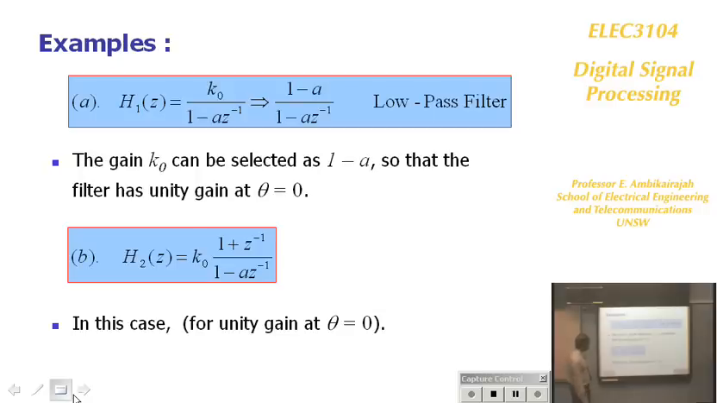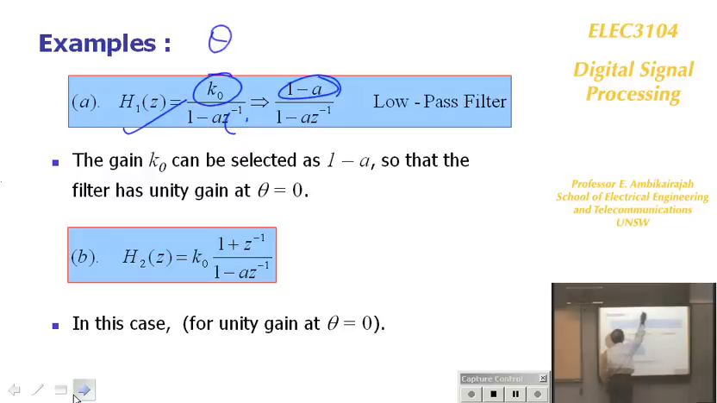Here is a quick example of a low-pass filter, H1 theta, given to you, and we were asked to calculate K naught to make the DC gain 1, which we know. We just make this equal to 1 and then reciprocate, and that would be your DC gain, right? Whenever you want theta equals 0, you put theta equals 0 in the equation, that's 2 minus 1 equal to 1. You can substitute like that. It's not easy to do. So if you put that, that's the gain. So K naught will be 1 over 1 minus A, so that there is unity gain at theta equals 0.